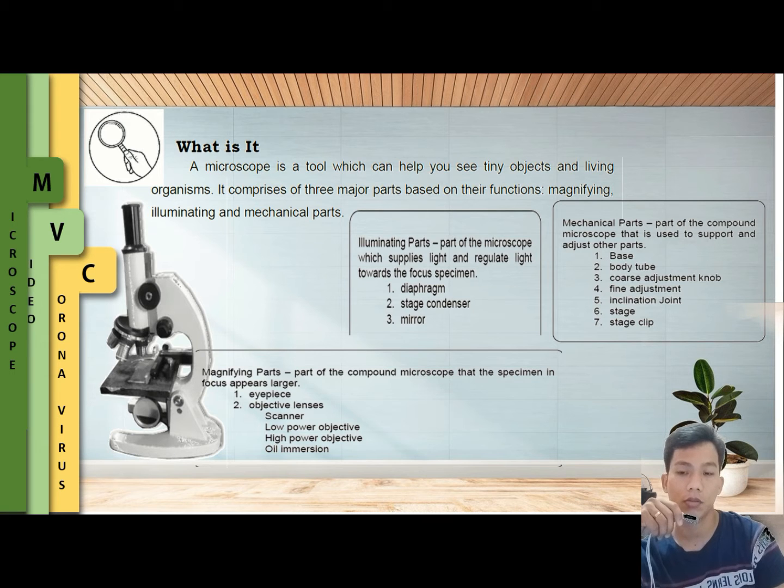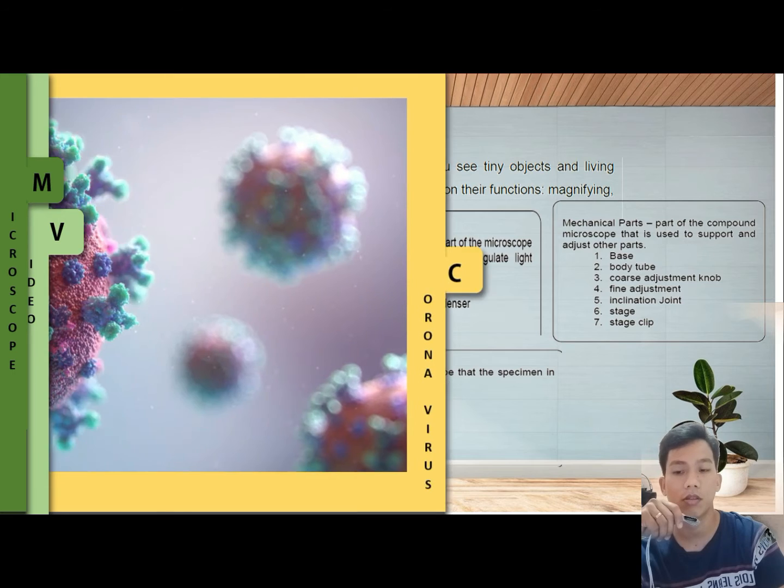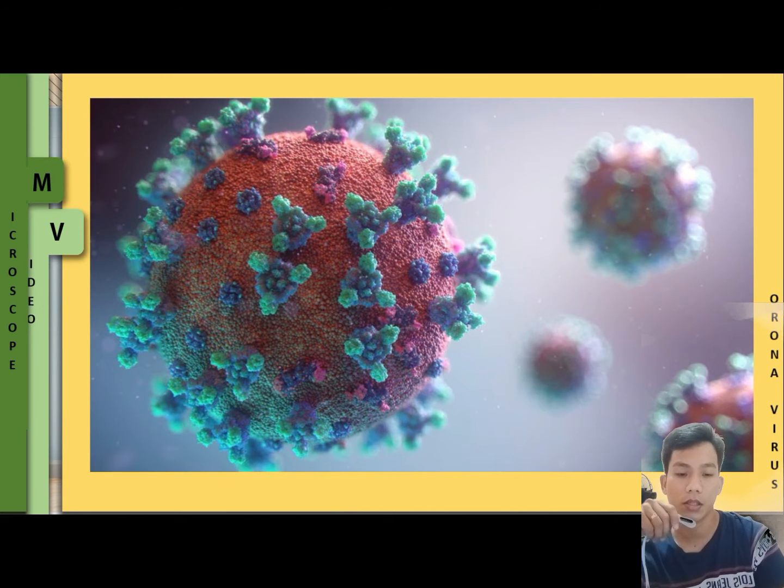Okay. So, a microscope is a tool that helps us see tiny things. Okay? An example of that is the famous disease right now, which is called coronavirus. Because of the microscope, we can see the appearance of the coronavirus.